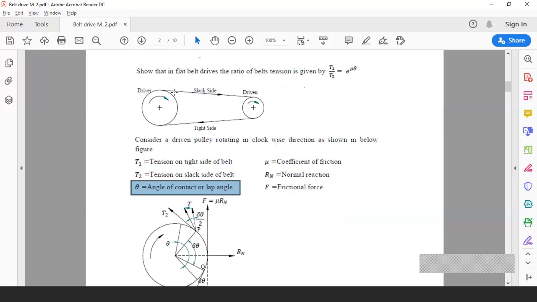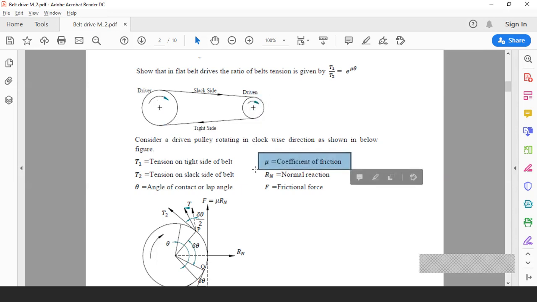That particular thing we can represent from this point to this point and this point to this point. The angle subtended by this portion of the belt at the center is what is called the angle of lap. The same thing we have to consider here also. That angle of lap may be different for the pulleys: theta L for the larger pulley and theta S for the smaller pulley. Mu is the coefficient of friction here, Rn is the normal reaction and F is the frictional force.